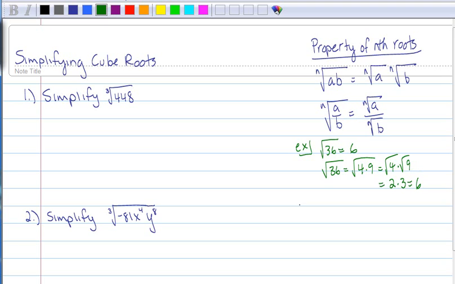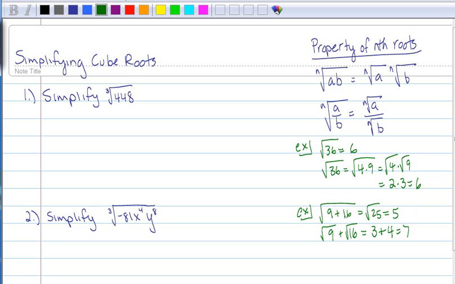Let me show you where it doesn't work for addition. Let's do 9 plus 16, because we know that would be the square root of 25, because of the imaginary parentheses, which is 5. But if we split this up and think this property would work for addition, you're going to see it's not, because the square root of 9 is 3 and the square root of 16 is 4, and that's 7. And these two are not equal to each other. So you can see it works for multiplication, but it doesn't work for addition or subtraction.